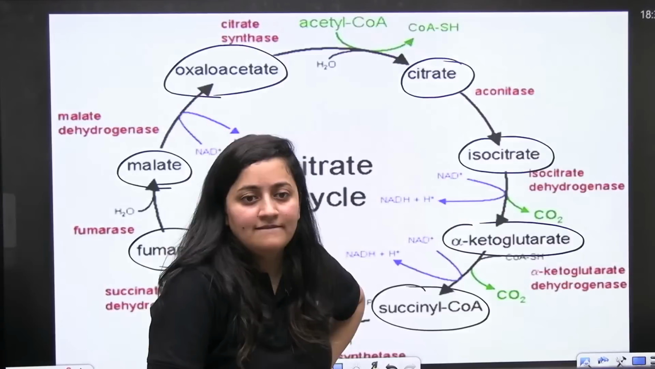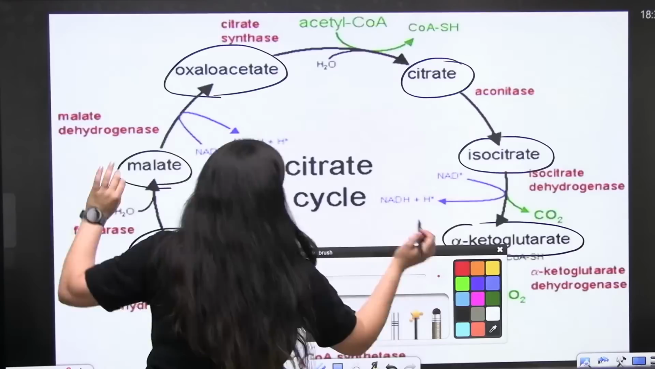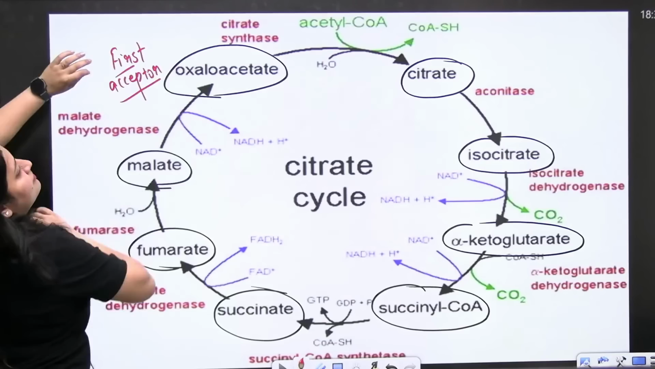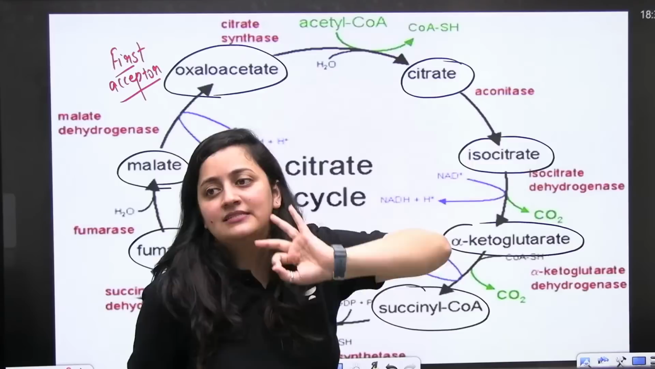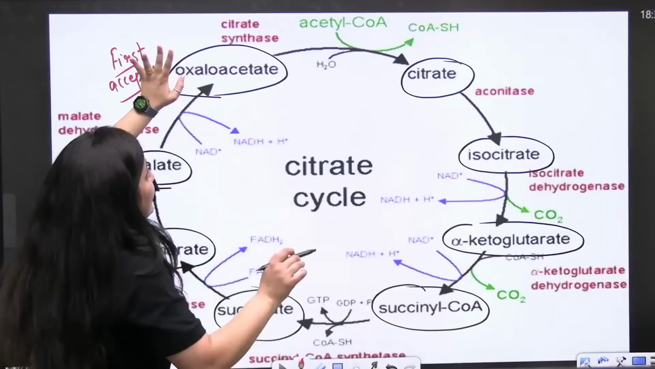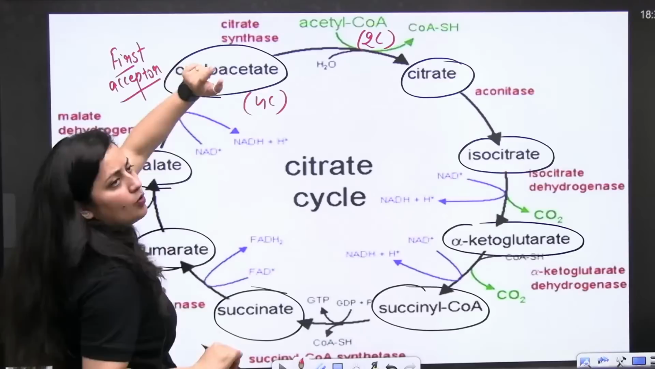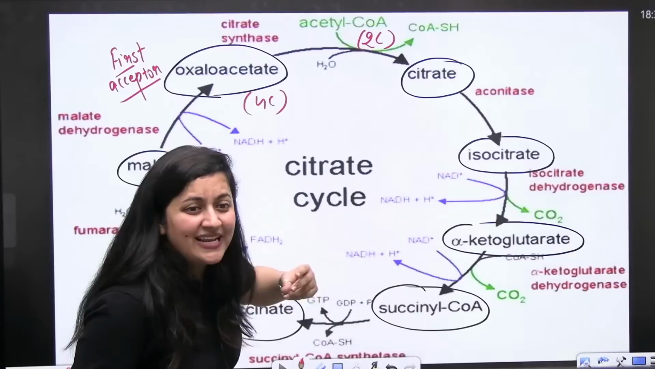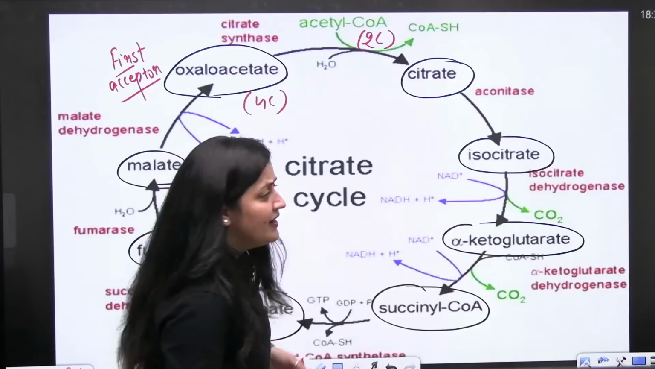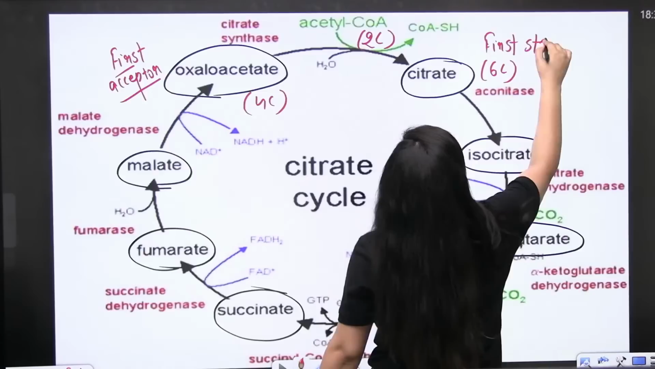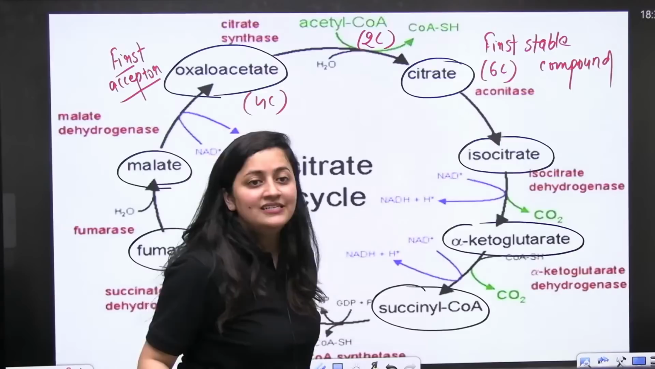So another important question that used to come from this Krebs cycle is, this oxaloacetate is the first acceptor. It is the one which is going to accept the acetyl coenzyme. Acetyl coenzyme A has 2 carbons. Oxaloacetate has 4 carbons. 4 plus 2. Quickly in the chat section, all of you. Quick. 6, definitely. So, citrate, a 6 carbon containing compound, and it is our first stable compound formed. Done?